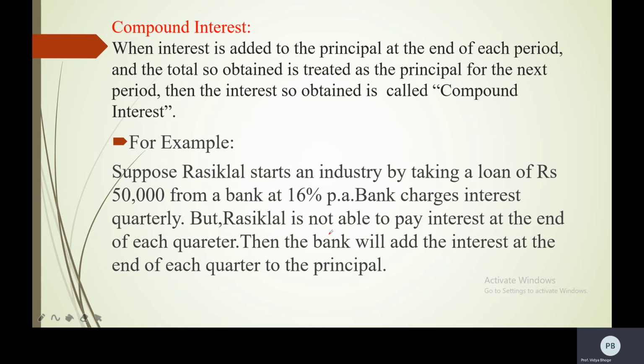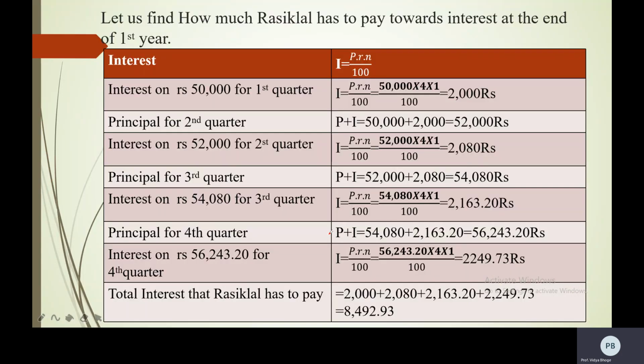For example, suppose Rasiklal starts an industry by taking a loan of rupees 50,000 from a bank at 16% per annum. They charge interest quarterly, but Rasiklal is able to pay the interest at the end of each quarter on the principal amount. Let us find out how much Rasiklal has to pay towards interest at the end of the first year.